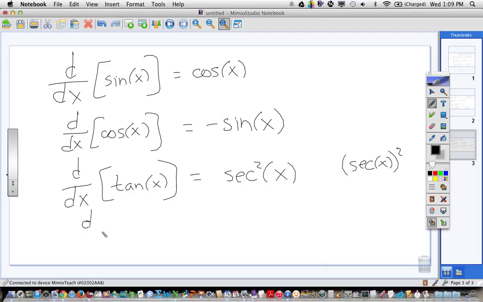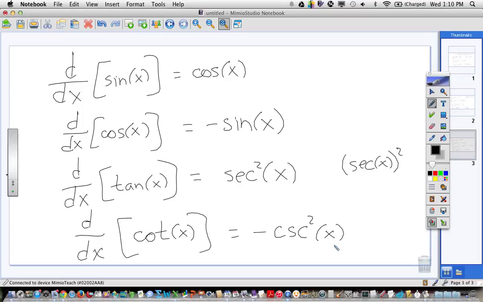All right, and then finally on this page, let's do cotangent x. Derivative of cotangent. Now you'll start to see a little bit of a pattern that's going to help you memorize it. The derivative of sine is cosine. The derivative of cosine is negative sine. The derivative of tangent is secant squared. The derivative of cotangent is negative cosecant squared. So if you can memorize tangent, you can get cotangent pretty easily. The co-functions are all negative. The derivative of cosine is negative sine. The derivative of cotangent is negative cosecant squared.